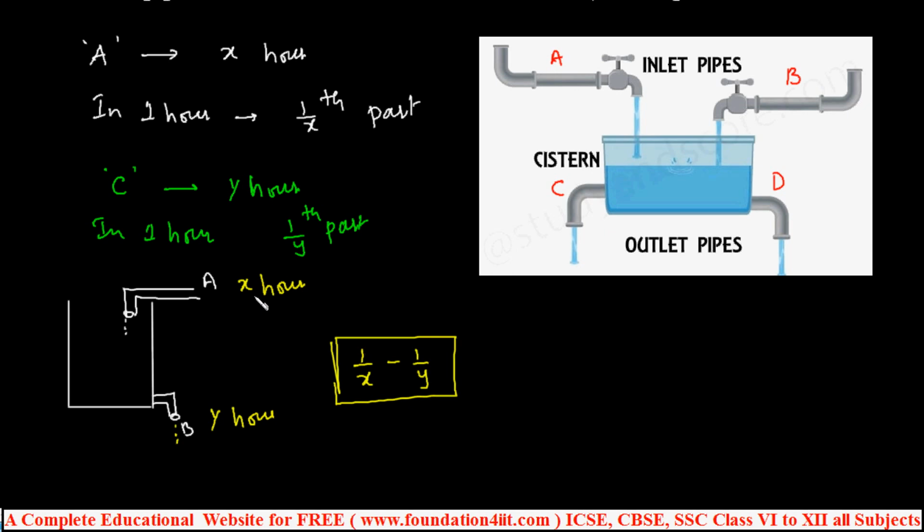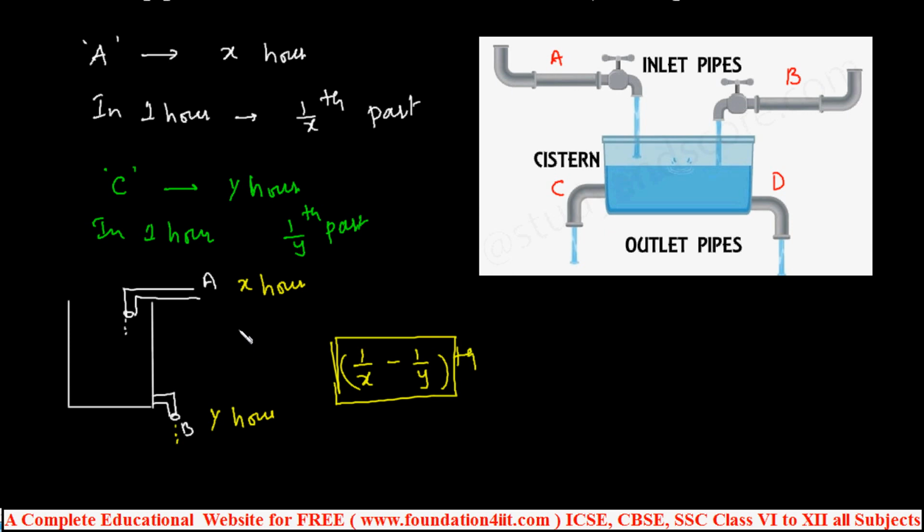This is if a pipe can fill a tank in X hours and another pipe can empty the full tank in Y hours. For example, the full tank pipe B can empty in Y hours. Then the net part filled in 1 hour, net part meaning when both are open, one filling and one emptying, together in 1 hour they fill 1 by X minus 1 by Y part. So this much part of the tank they can fill.